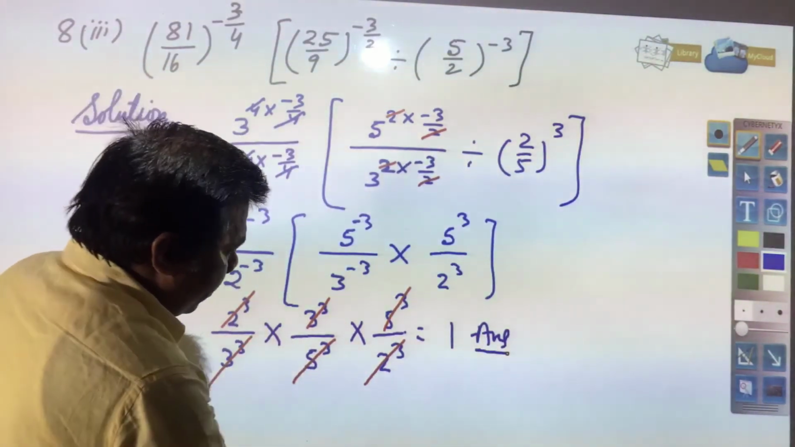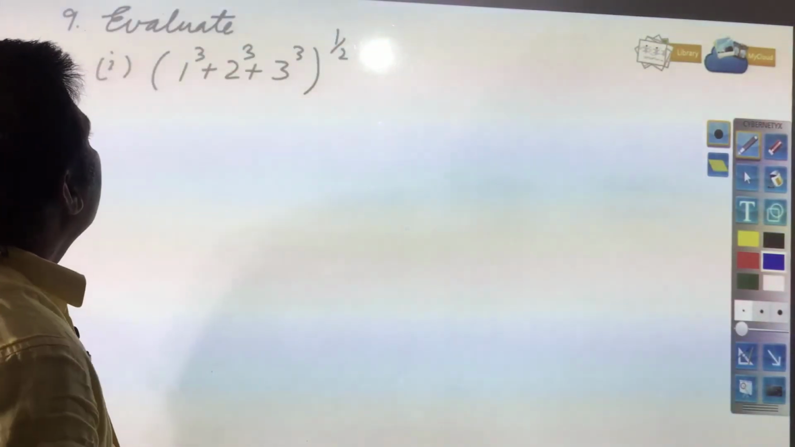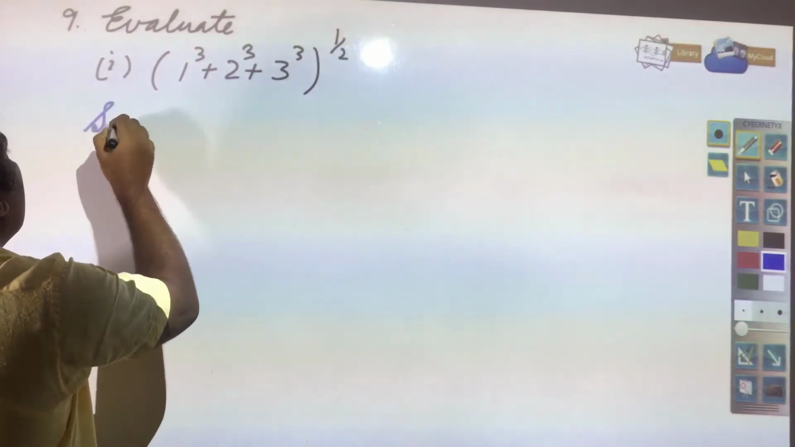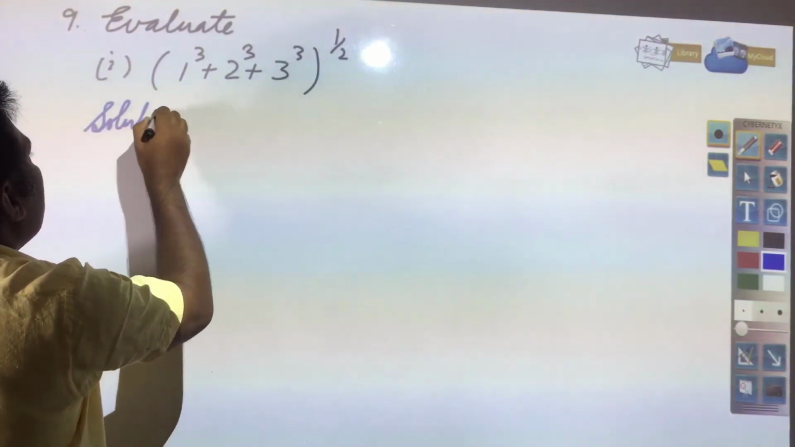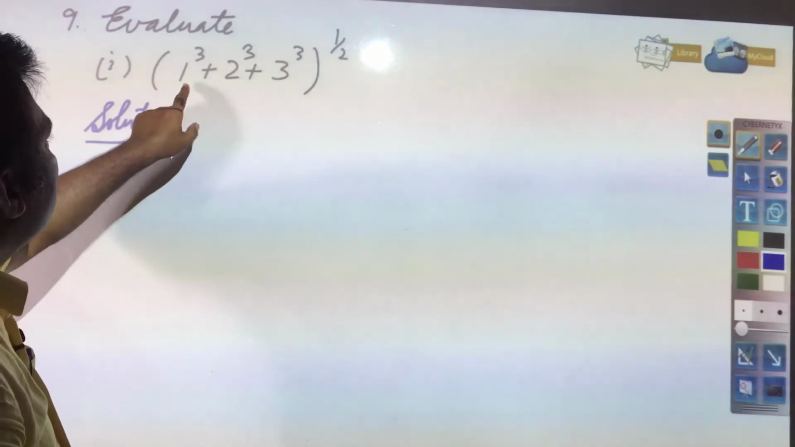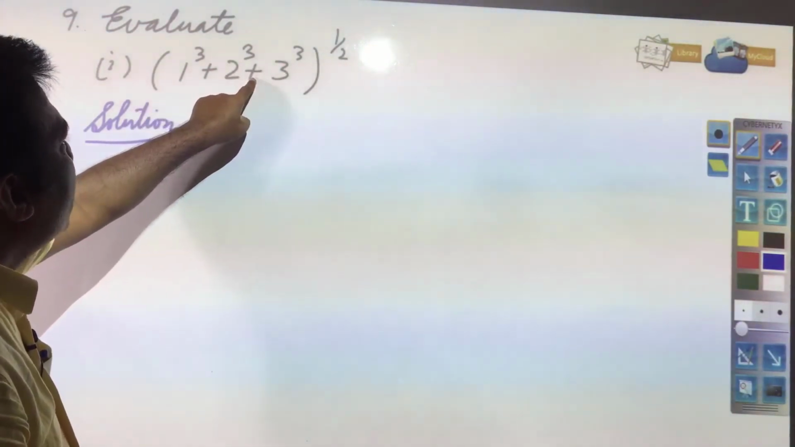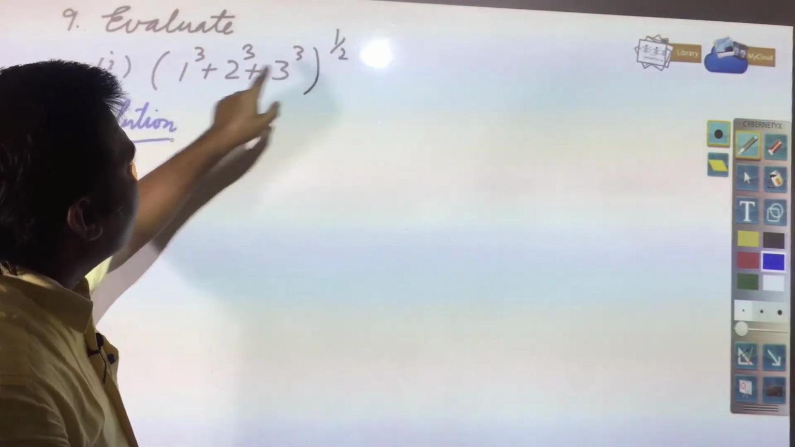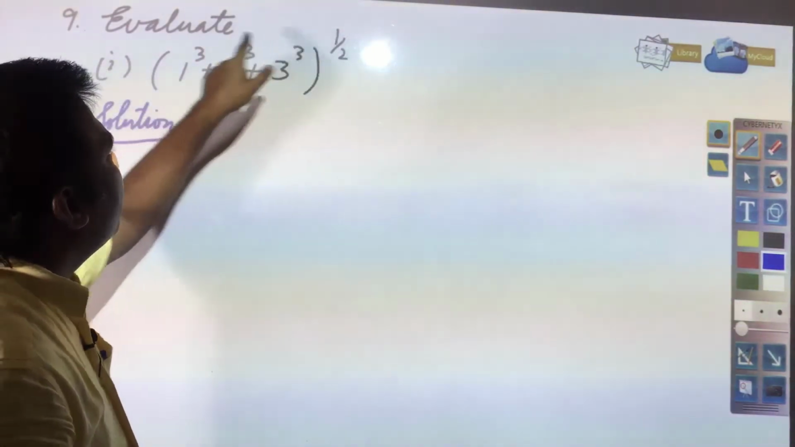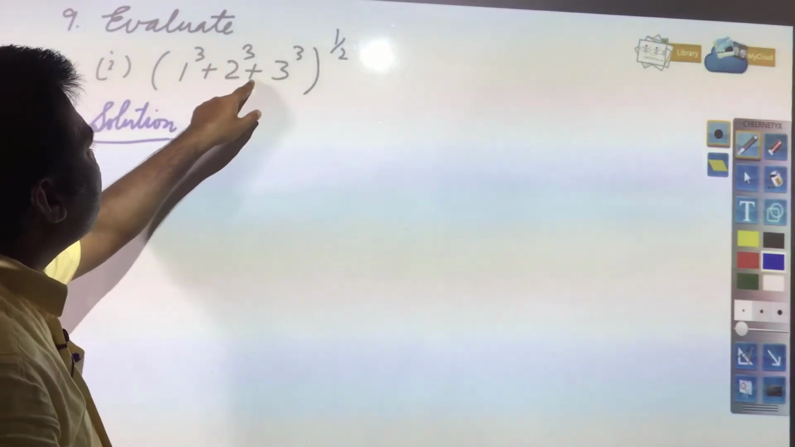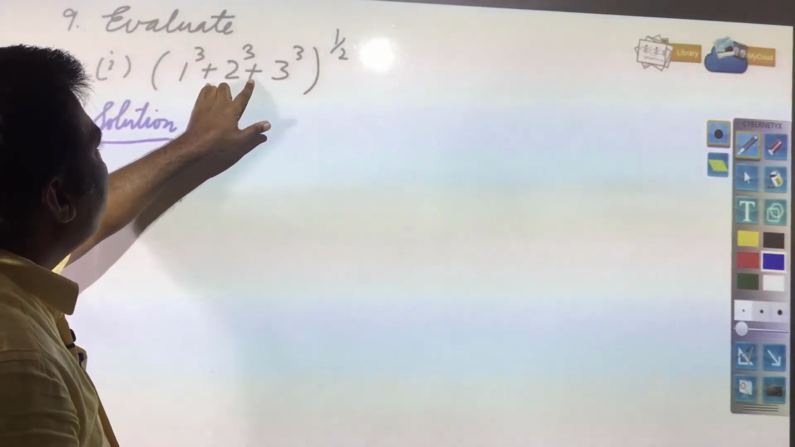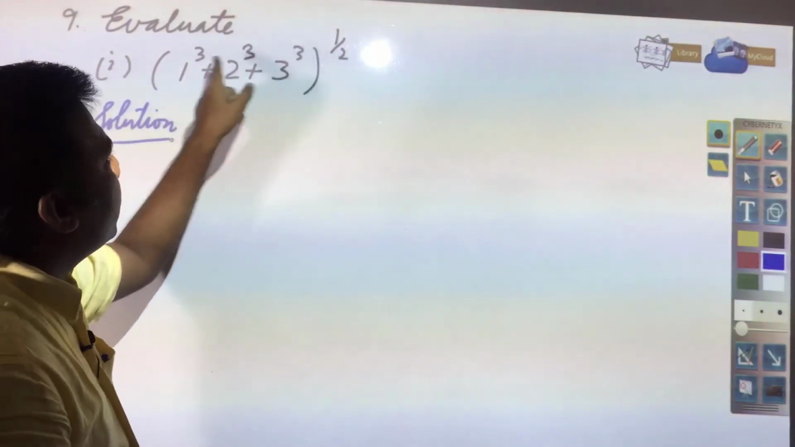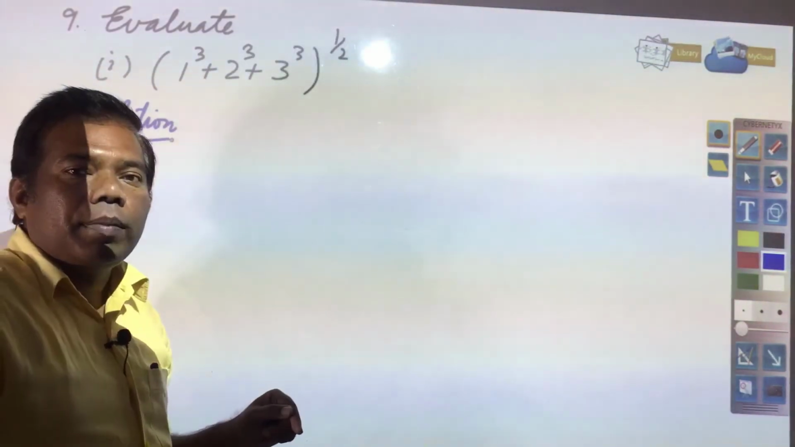Next you see, this is a very easy question, but important. Generally children make mistakes. Here you see you have a plus sign. So, we cannot write 1 to the power 3 into 1 by 2. This will not be multiplied because the sign is plus. If a plus or minus sign is there, that cannot be done. Only with multiplication or division this can be done, power and power will be multiplied.